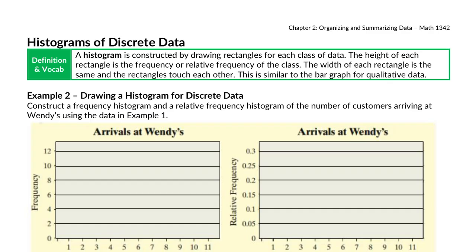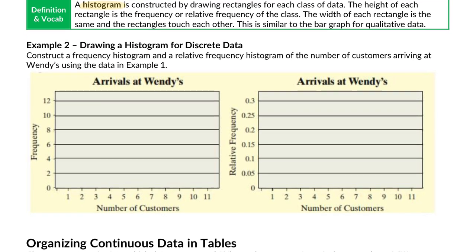So just like with bar graphs for qualitative data, quantitative data can be shown in what's called a histogram. You guys, without me telling you it was called a histogram, would have called these bar graphs. They look the exact same, but since this is representing different kind of data, these are called histograms. The height of each rectangle is the frequency or relative frequency of the class, and the width of each rectangle is the same, and the rectangles touch each other. This is similar to the bar graph for qualitative data. So in a histogram, here's what it might look like.